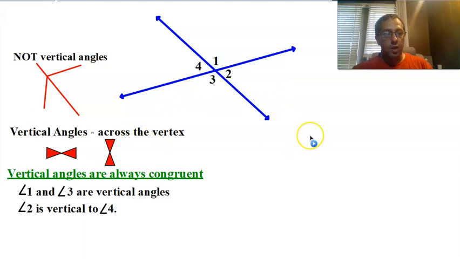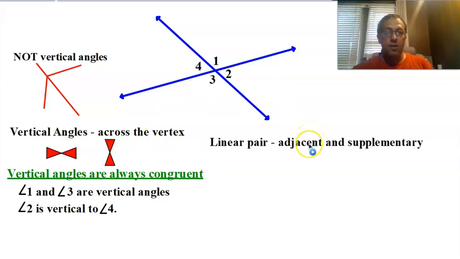All right. Another thing we have, linear pair. Linear pair, this is a pair, two angles that form a line. Okay, they are adjacent and they are supplementary. Okay, they are always going to look like this. Now they could be rotated around however we want, but it's always going to make this line.